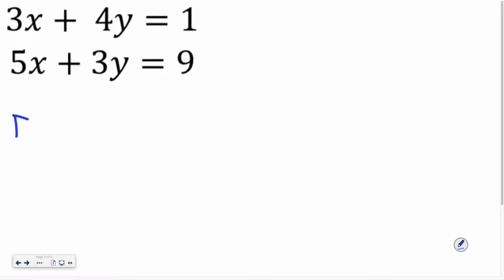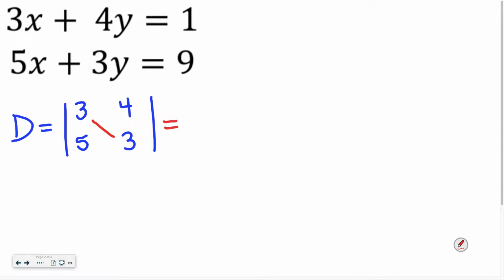And determinant D is the determinant where you take these coefficients right here, okay? So my first row is 3, 4, and my second row is 5, 3. You just take those coefficients, all right? And then when we calculate the determinant, how do we do that, Reagan? What do we do? Okay, so we have 9 minus 20. So negative 11 is determinant D.